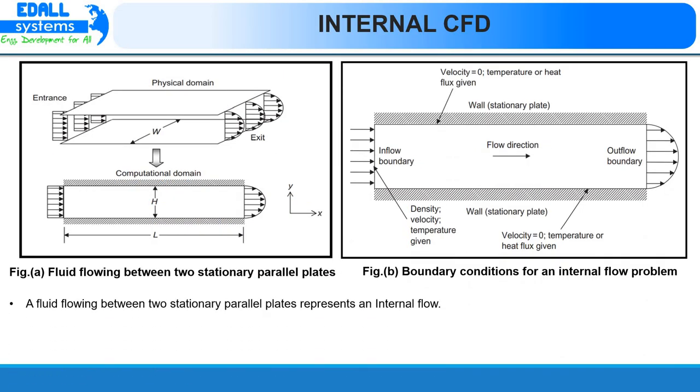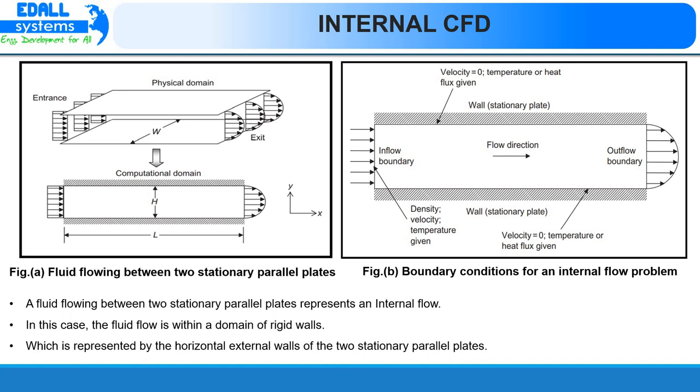The fluid flowing between two stationary parallel plates, as shown in figure A, is an example of internal flow. In internal CFD analysis, the fluid flow within walls or stationary plates forms its domain. The domain is represented by the horizontal external walls of the two stationary parallel plates, as shown in figure B.